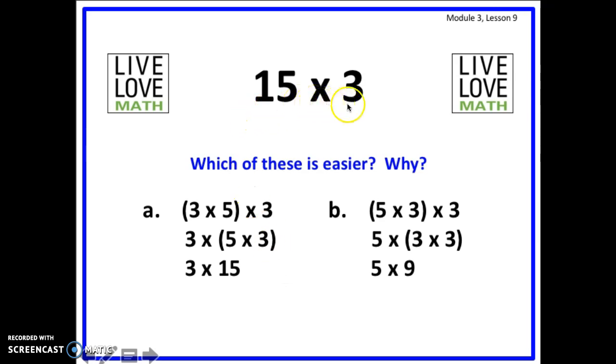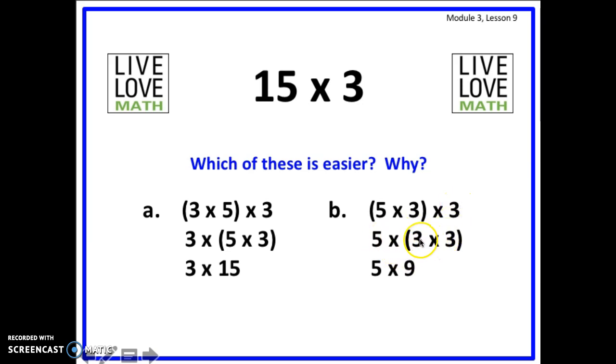Let's take a look at 15 times 3. Which is the easiest way to figure out 15 times 3? Here we have 15 times 3. Well, that's not easier. Here we have 15 times 3. Well, that's not easier. And 3 times 15 is also not easier. It's the same problem. Let's try on this side. 5 times 3 is 15. 15 times 3. Not so easy.